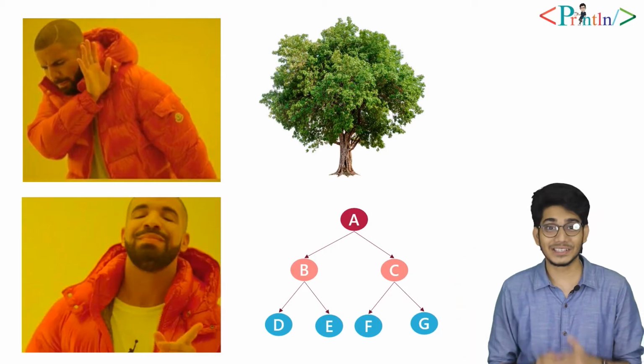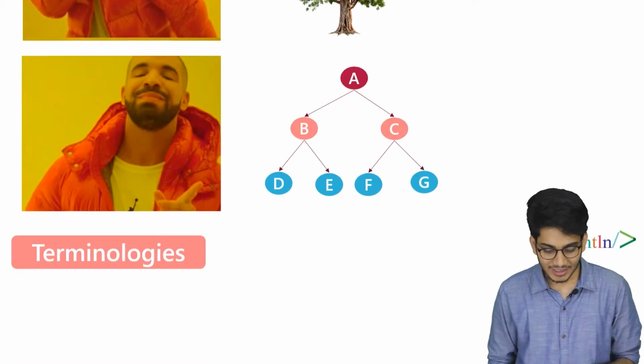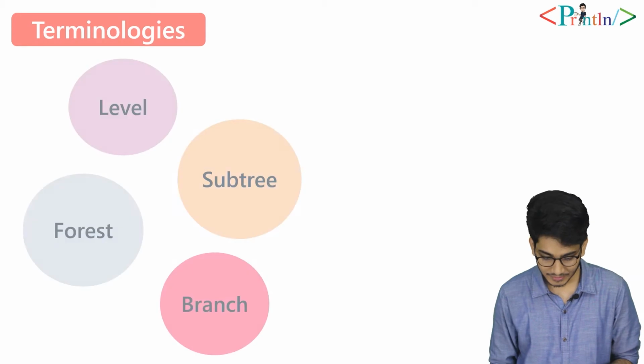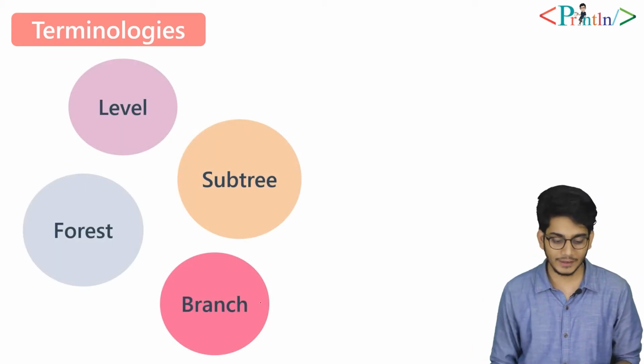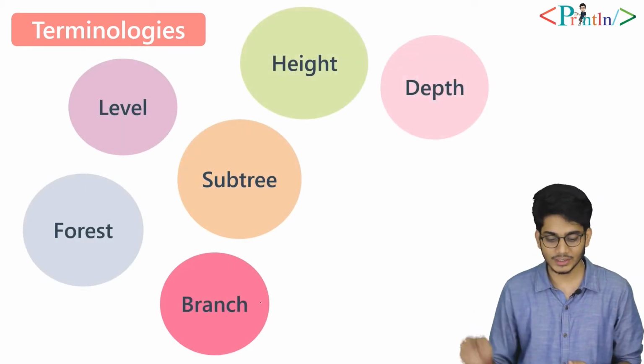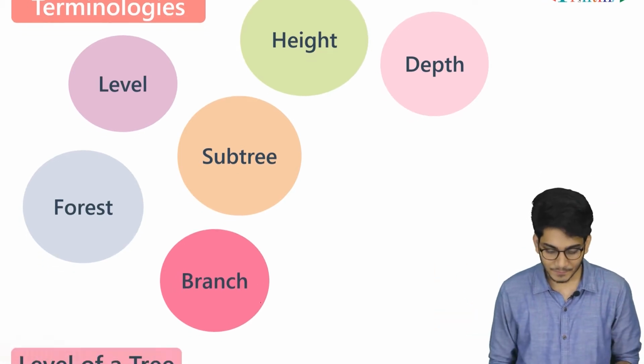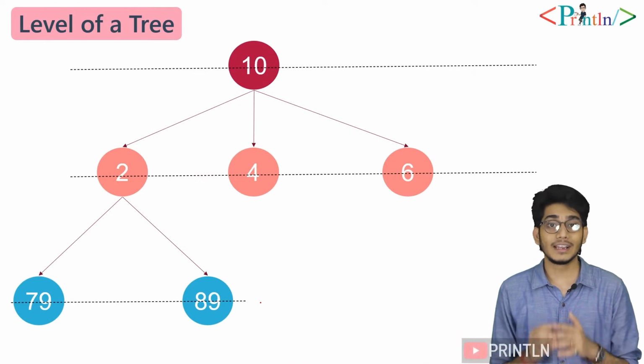We have already discussed this meme in the last two videos. Now we'll talk about the terminologies we are going to discuss in this video. In this video we'll discuss level, subtree, forest, branch, height and depth. These are the things that we're going to cover. At first, let's talk about the level of a tree.